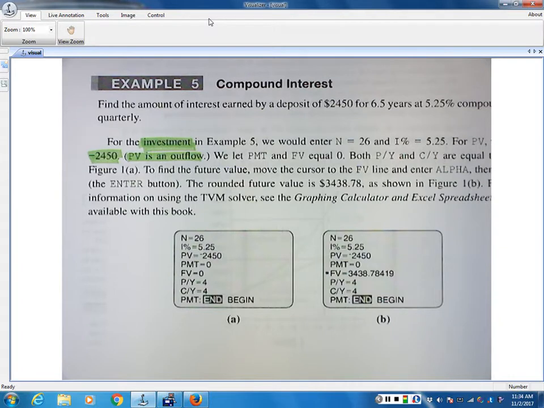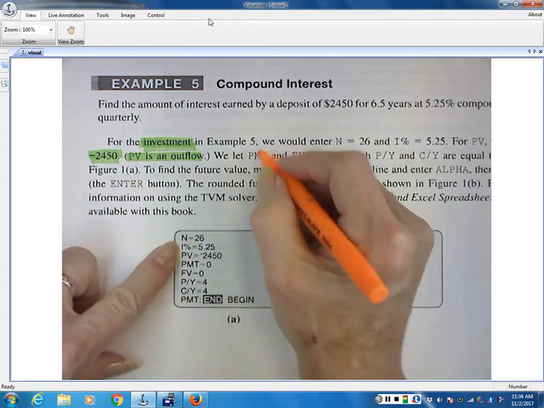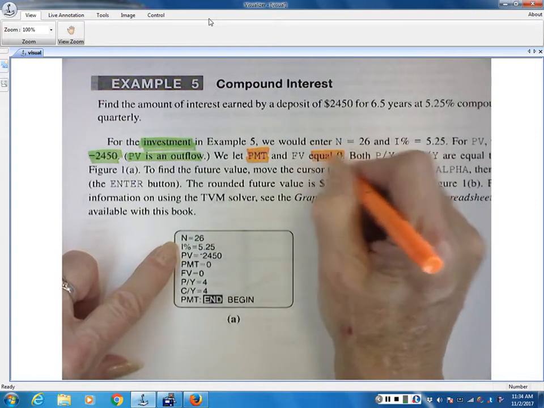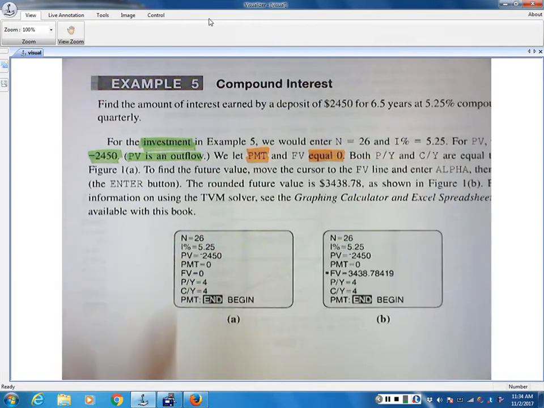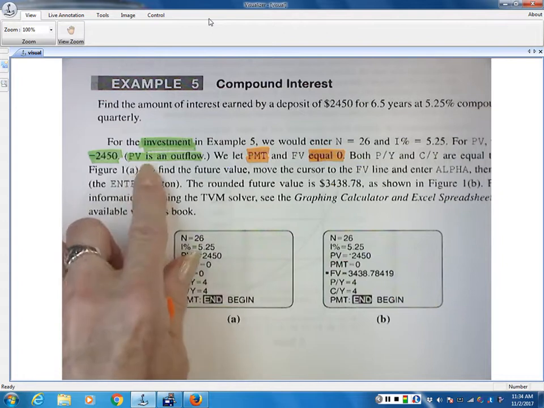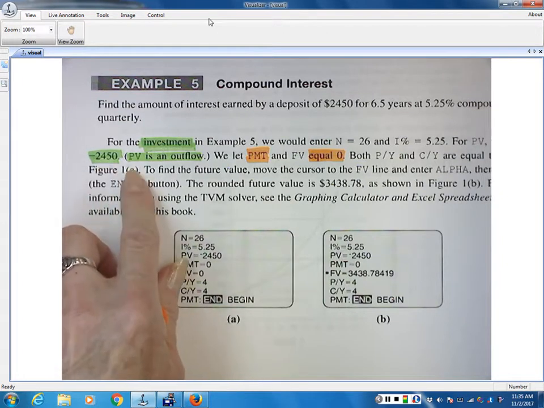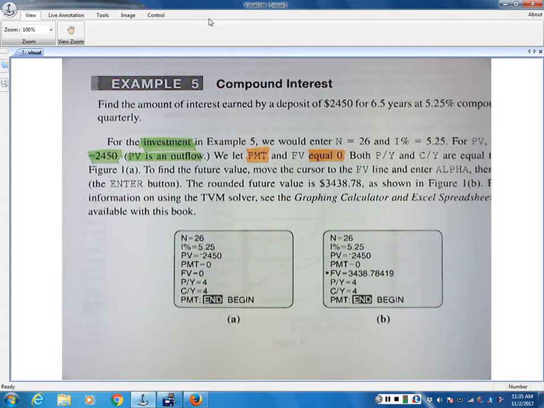Now, some other things to take note of. We're going to let the payment equal 0, because we're not recipients, and we're not making any more payments once we make the initial investment. We're only going to invest the initial $2,450. We're not going to add more to it as time goes on. If we did, it would become an annuity. But if you only deposit a lump sum up front and leave it alone, it's not an annuity, it's just a regular investment.